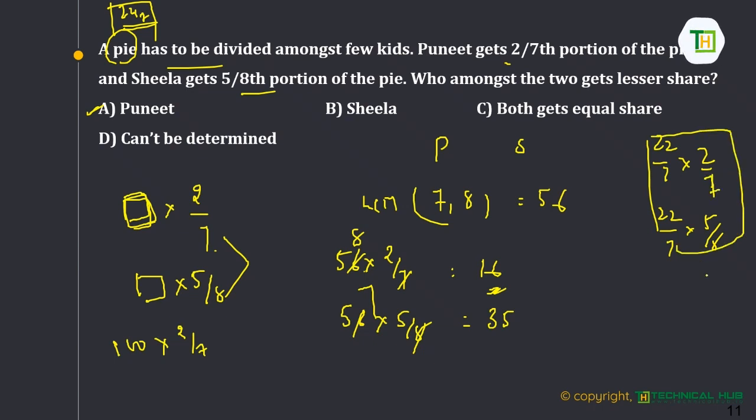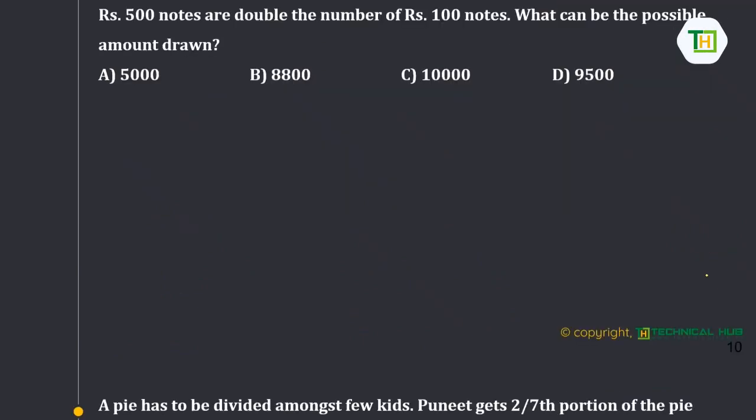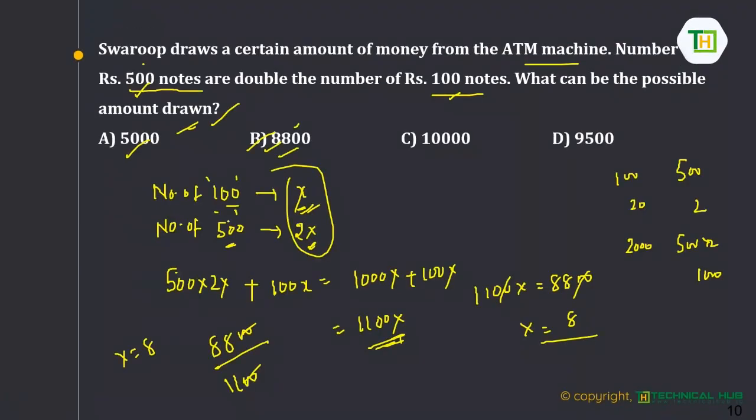So what is there in the previous question? One student asked to explain the previous question. Nothing much is there in this question. 500 notes are there, 100 rupees notes are there. But what is the condition given? 500 notes are double the 100 rupees notes. So here I am taking 100 rupees notes as X and the number of 500 rupees notes as 2X. Then what is the amount I have? 500 into 2X plus 100 into X, that is equal to 1100X.